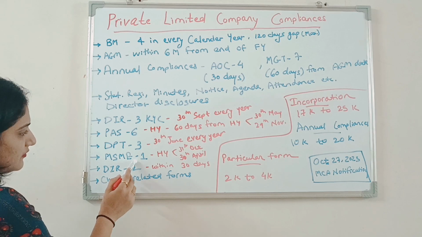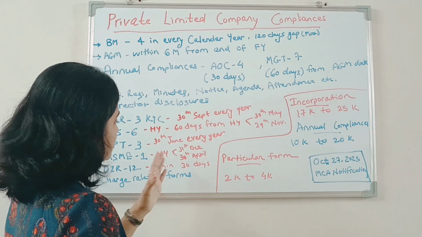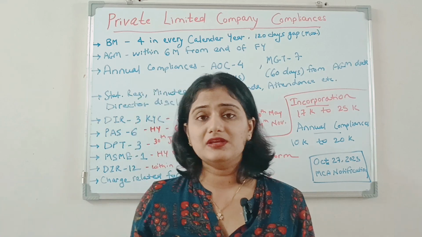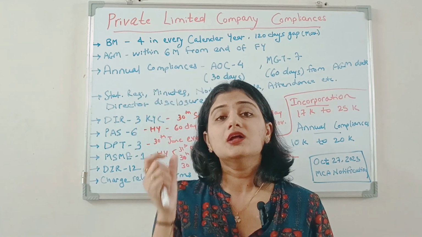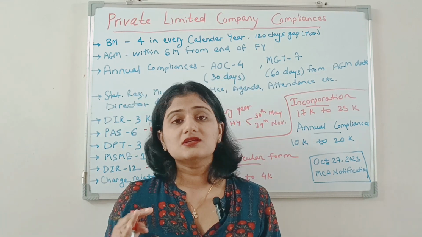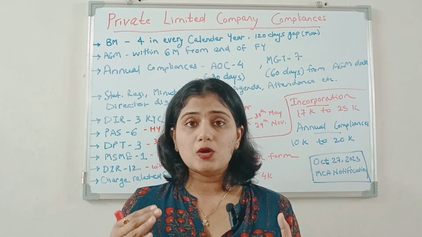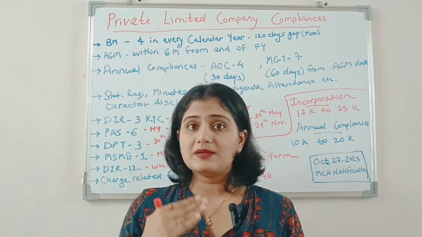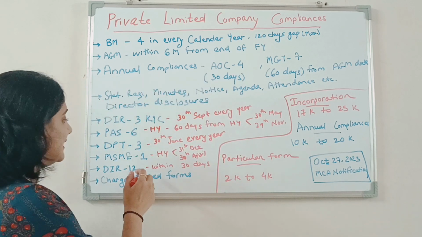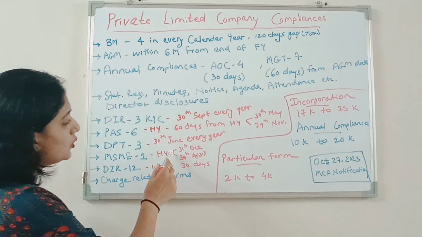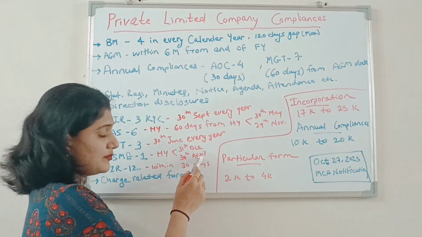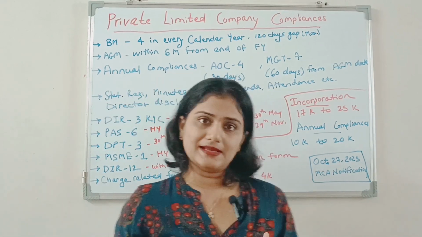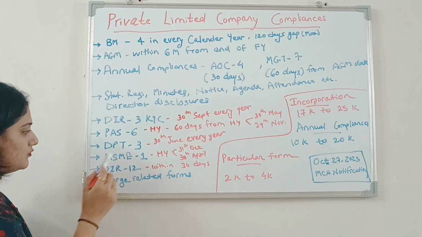Coming to the next, MSME-1 form. This form is required in case the company has outstanding payments to vendors who are MSME vendors, and the outstanding payment is more than 45 days. In such a case, the MSME-1 form is required. The filing is on a half-yearly basis, with due dates of 31st October and 30th April every year. There are no form filing fees and no certification from a professional is required for the MSME-1 form.